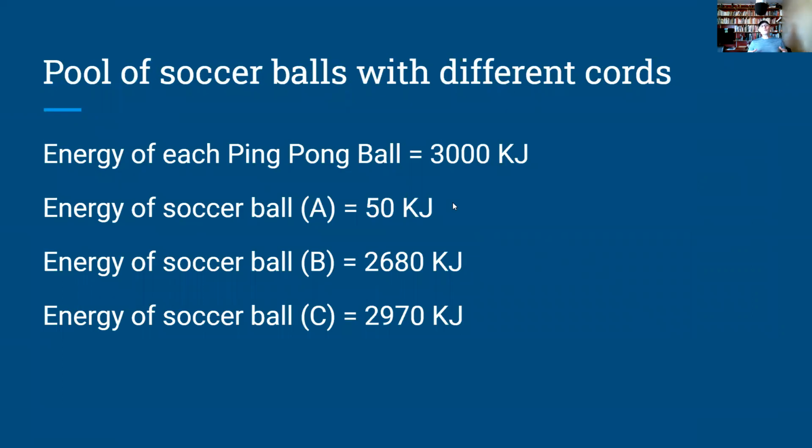Now let's say that you've got a pool of soccer balls, with 3 different size cables, and you've got 3 energies of soccer balls coming out of this pool with a bunch of ping pong balls being shot in there. But remember that each ping pong ball is being shot in with 3,000 kilojoules of energy. If the energy of soccer ball A is 50 kilojoules, B is 2,680 kilojoules, and soccer ball C ends up being 2,970 kilojoules, how much energy did it take to actually break each one of those cords that were holding those soccer balls in place? We'll give you a moment.